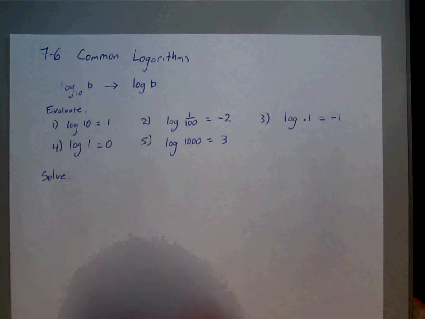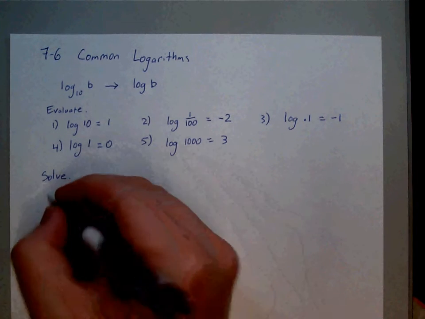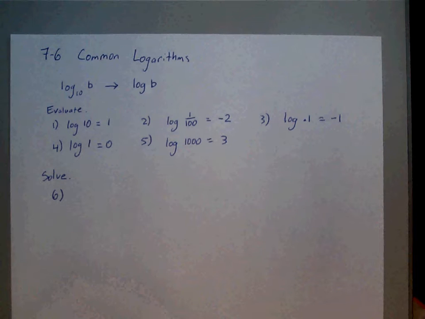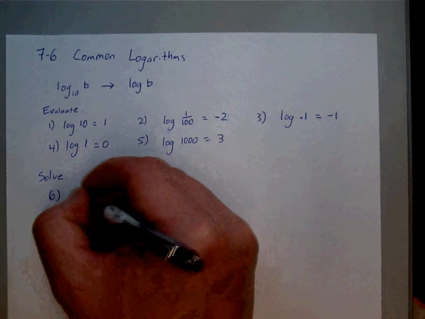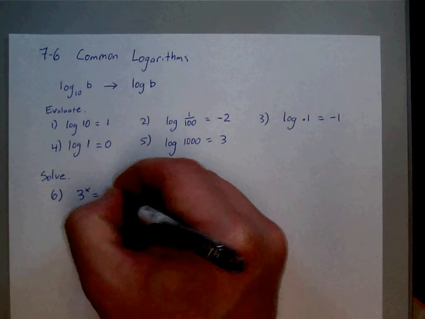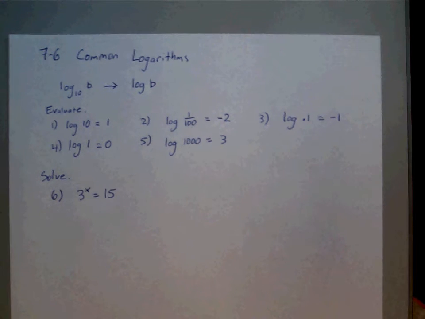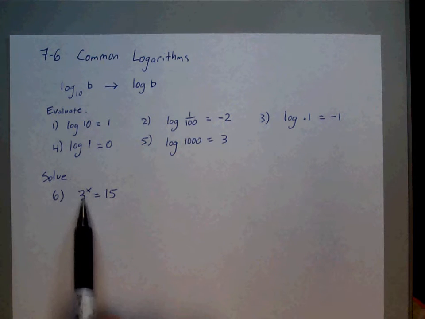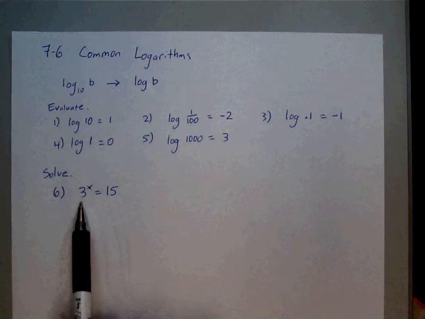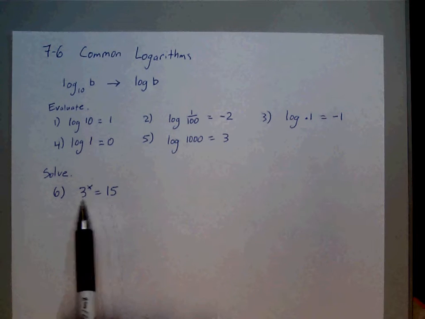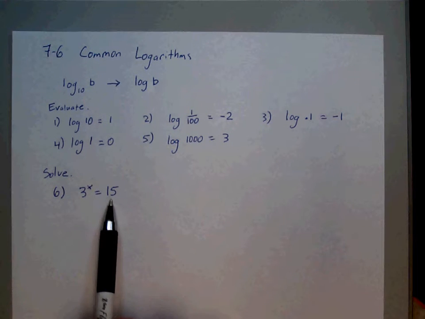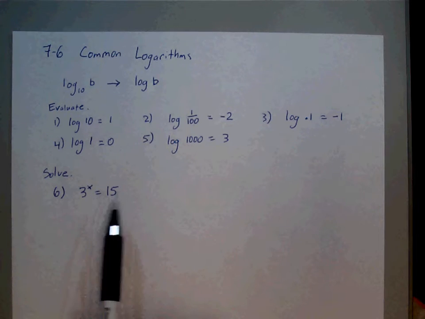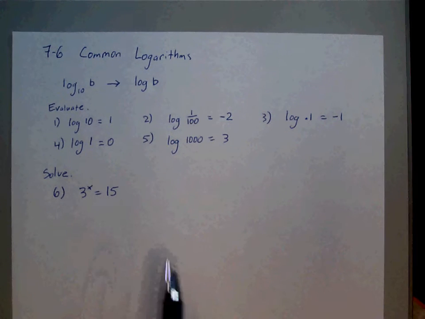So if we go now to some solving problems, let's take a look at 3 to the x equals 15. So we have an exponential equation here. If we try to figure out whether I can write both sides as powers of the same base number, we can't do it. 15 is not a power of 3. So we can't use the strategy we've used prior to this. And if I tried to switch it into log form, I would still have a log base 3 of 15, which I still don't know what that is.